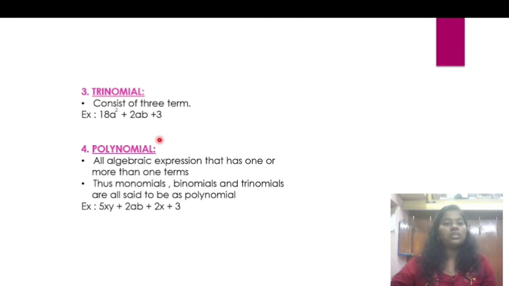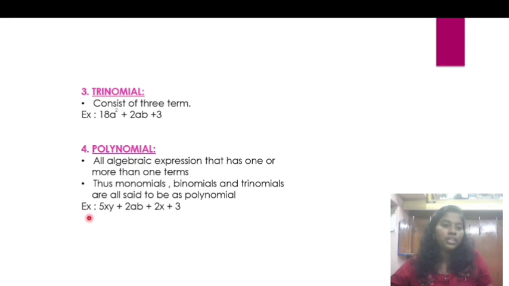Now we go for the last type of algebraic expressions, that is the polynomial. Okay, so a polynomial is a type of algebraic expression that has one or more than one term. It has no fixed number of terms. It may consist of one term, or more than one term. So all the types which we have seen, monomial, binomial, trinomial, all come under the type polynomial.